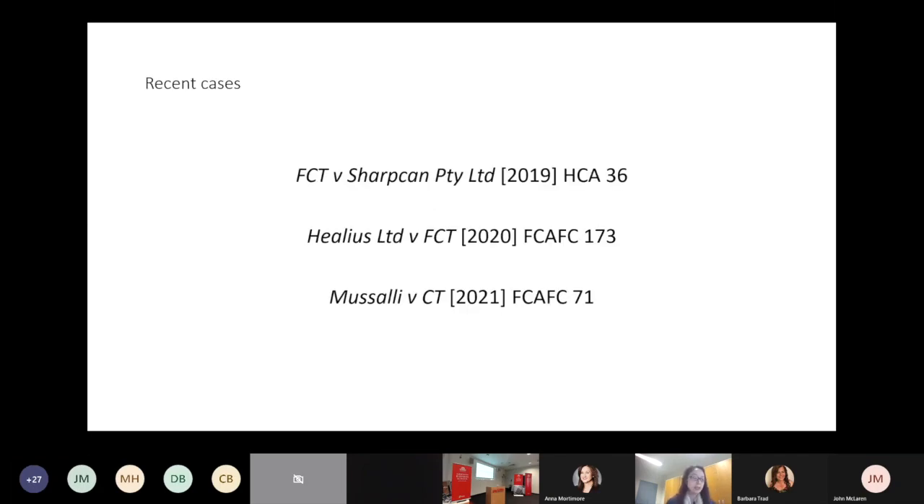Okay, so Australia has long waited for another case to be tried before the High Court. The opportunity finally arose in 2019 in Sharpcan. In this case, the High Court stamped capital expenditure on the costs paid to acquire multi-year gaming licenses.